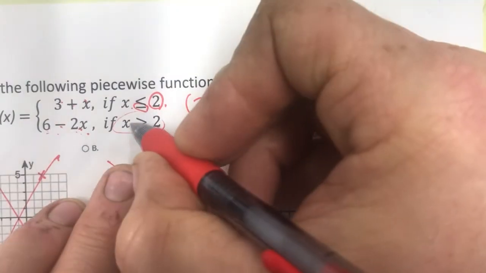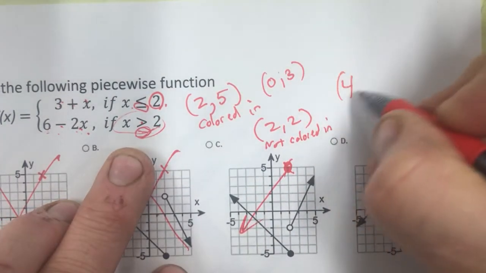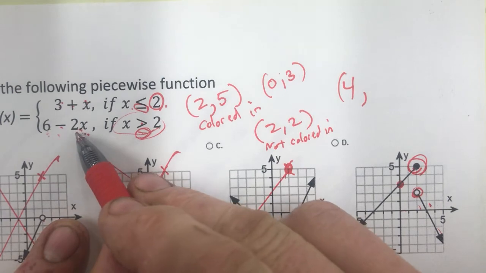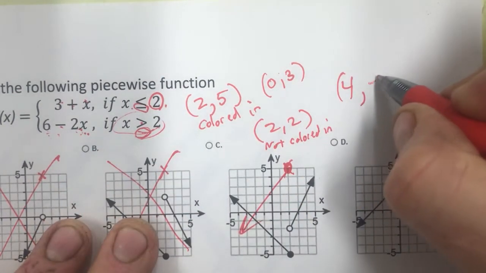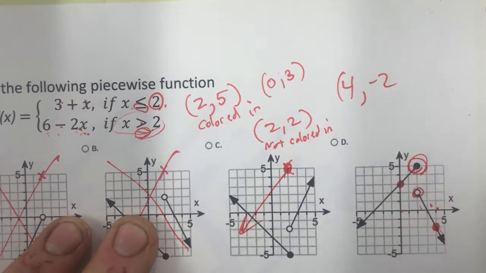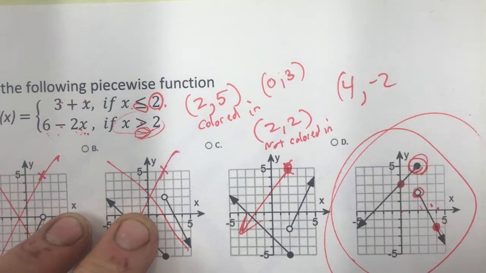Now, what if I pick something greater than 2, like 4? If I put 4 in there, 6 minus 2 times 4, well, 2 times 4 is 8. 6 minus 8 would be -2. So at 4, -2, see that's on the line? So that's the correct graph right there.